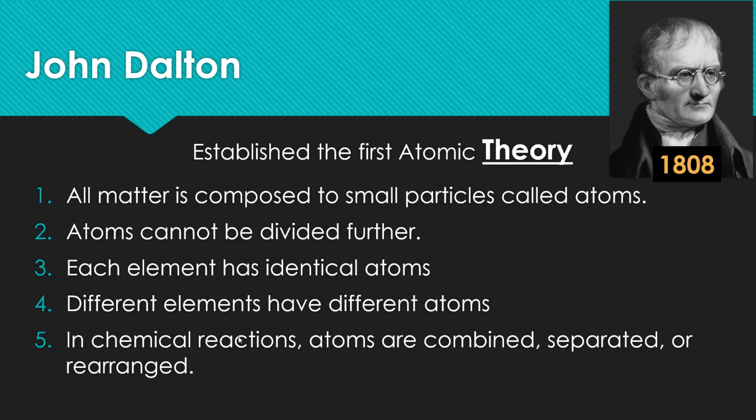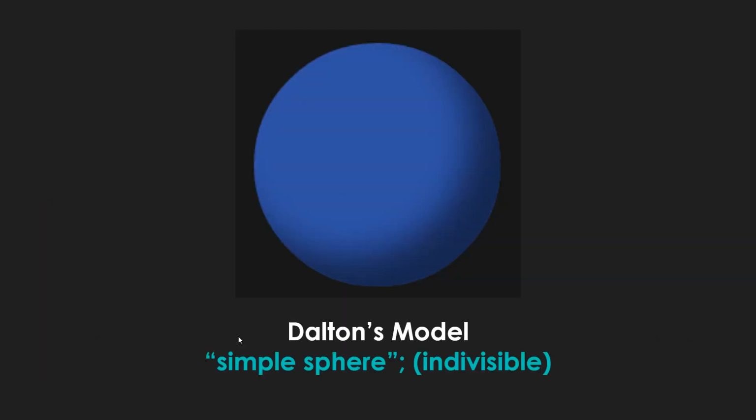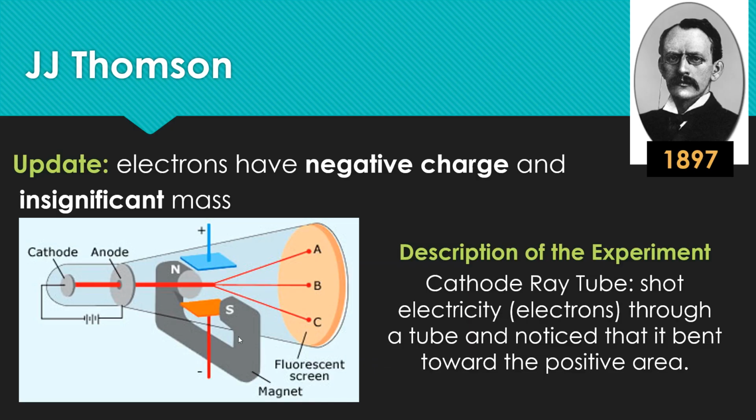So this was his atomic theory, and basically he came up with the idea, as Democritus did, that there's some kind of sphere that you can't break up anymore, and it's indivisible, and it's called an atom. So basically, the world is made up of tiny little balls, and the little balls hang out together. All right. Now comes J.J.